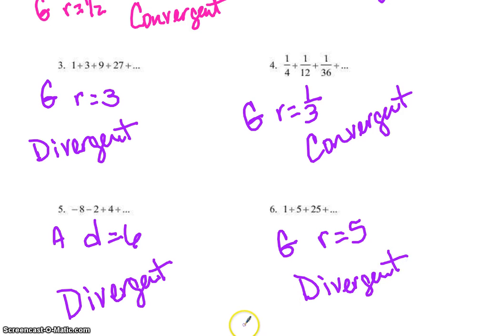And that is all there is to this lesson. Hopefully it's a little bit better than what the infinite sequences and series was before. So you're ready to start your assignment.